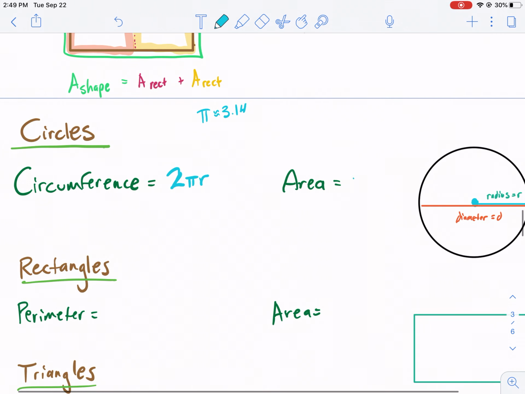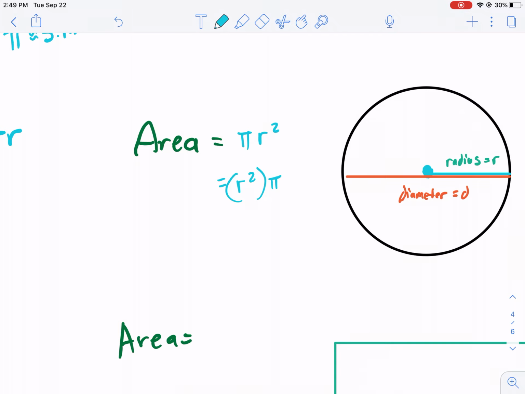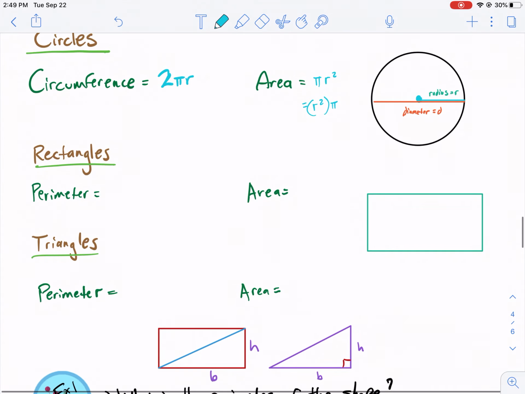And the area is pi r squared. Make sure you square the r first and then multiply it by pi. You wouldn't believe how many times people multiply pi and r and then square the result. Square the r first.